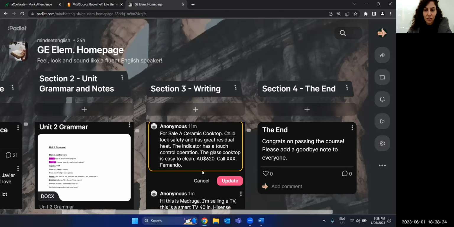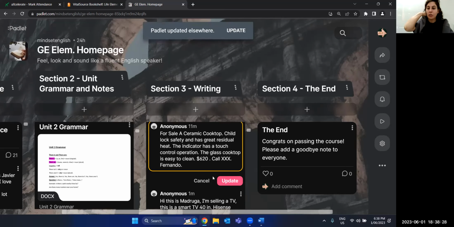$600, so we don't need the AU, $620. Do you want near offer or negotiable? If somebody said, can I give you 600? Or no, 620. So negotiable. We say negotiable. That means you're happy to take a little bit less. Cool, Fernando. Good.